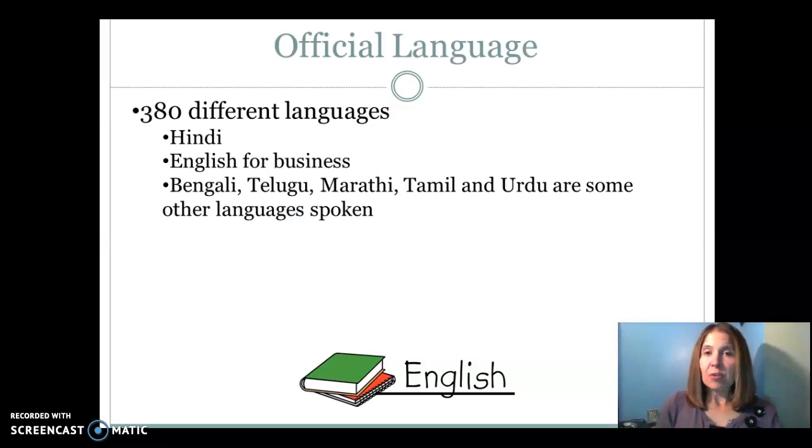India is very diverse in its language. It has up to 380 different languages with many different dialects depending on the region of the country. Hindi is the most popular language, followed by English. English is the official language for business in India, and many Indians are taught English in grammar school.